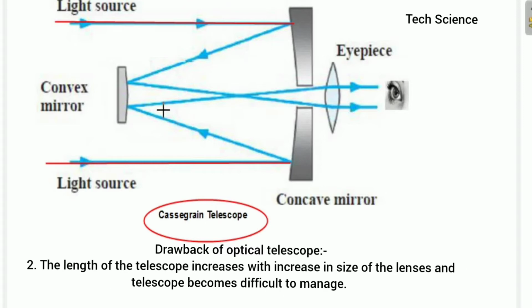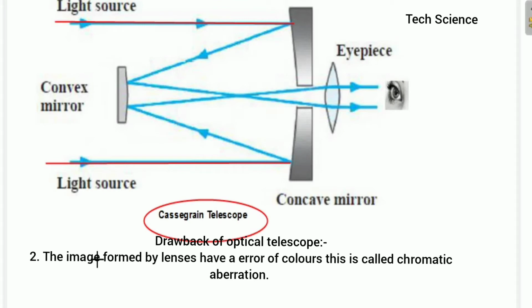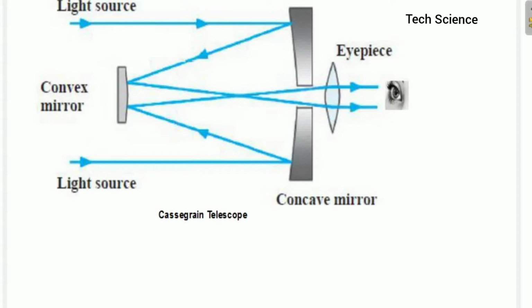Second, the distance between the objective lens and the eyepiece lens has to be kept large, and because of that, maintenance is also a problem. That is the second drawback. And the third one is the problem of errors of colors. It is called chromatic aberration, and to solve these problems we are using mirrors. Observe what kind of mirror we have in the Cassegrain telescope.